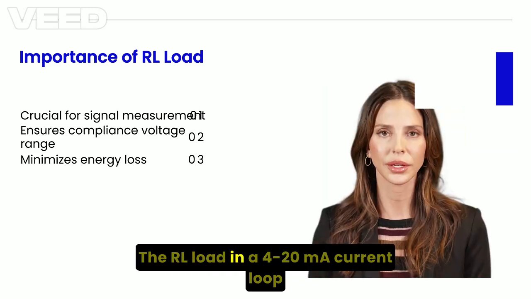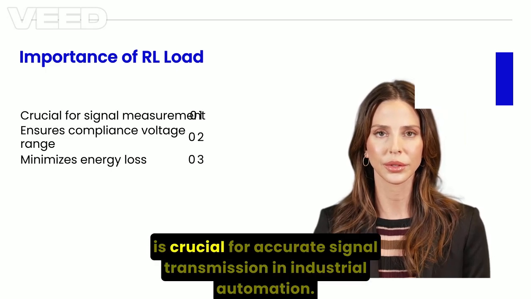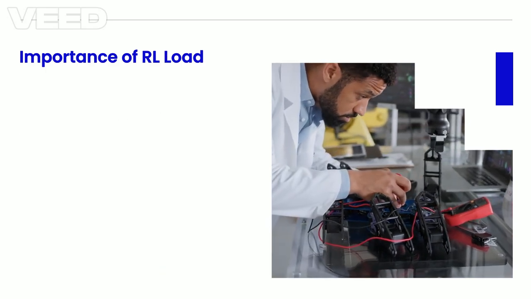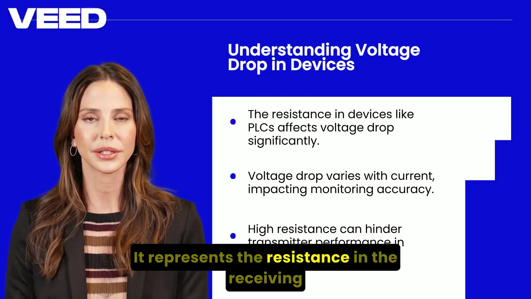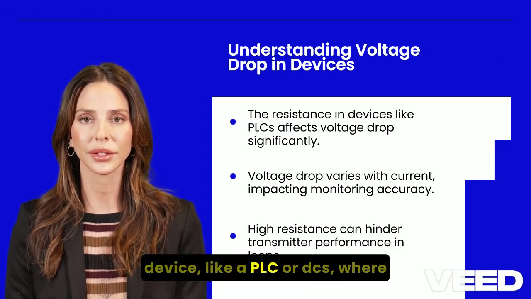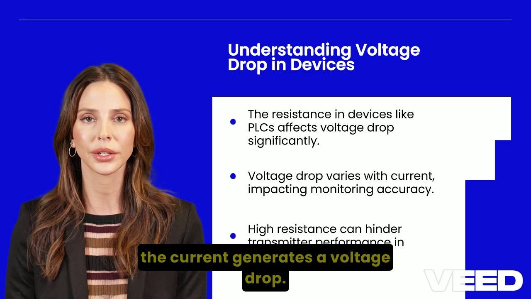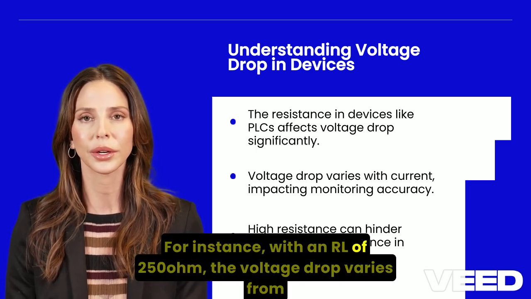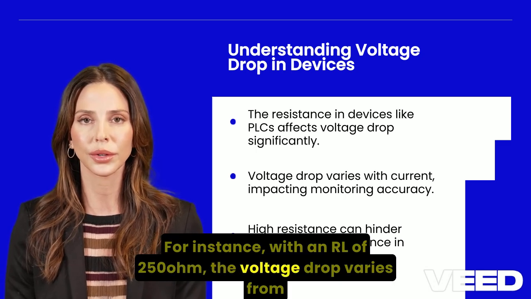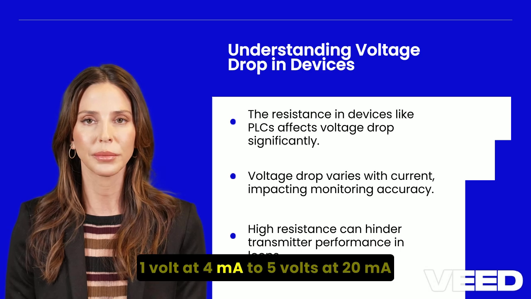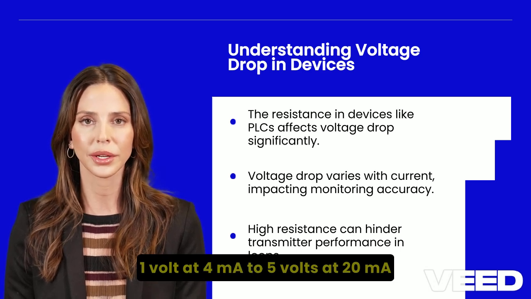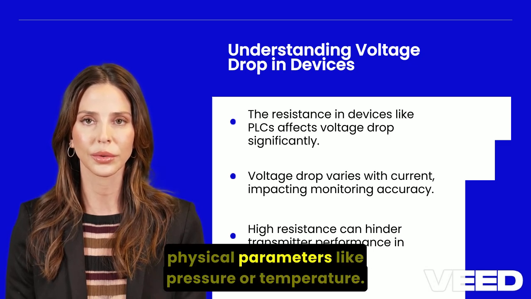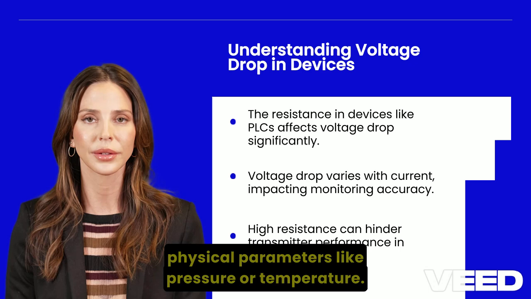The RL load in a 4-20 mA current loop is crucial for accurate signal transmission in industrial automation. It represents the resistance in the receiving device, like a PLC or DCS, where the current generates a voltage drop. For instance, with an RL of 250 ohms, the voltage drop varies from 1 volt at 4 mA to 5 volts at 20 mA. This conversion is vital for monitoring physical parameters like pressure or temperature.